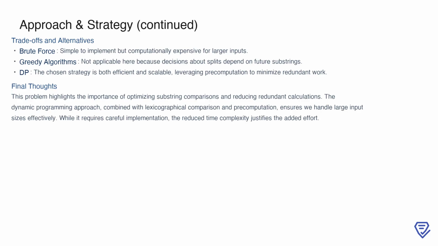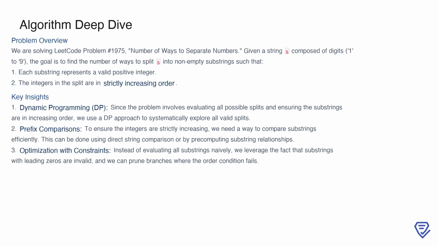is computationally manageable. In this problem, we need to determine the number of ways to split a given string of digits into non-empty substrings that represent strictly increasing positive integers. The key challenge lies in ensuring that the integers adhere to this increasing order constraint, which can be complex given the numerous possible splits. To tackle this, we use a dynamic programming approach, which provides a systematic way to explore all valid splits while avoiding redundant calculations.